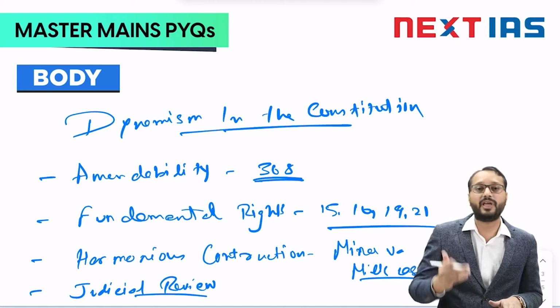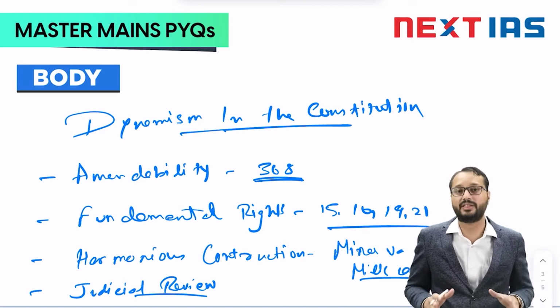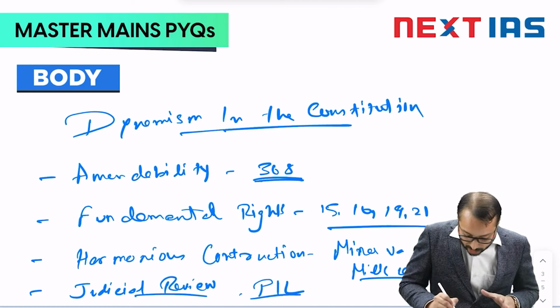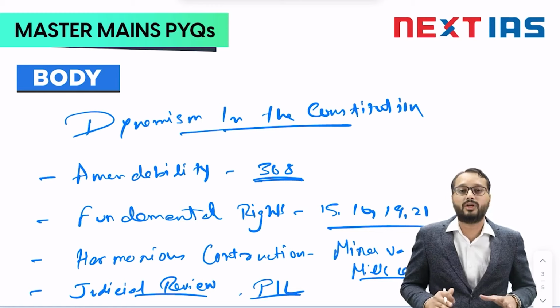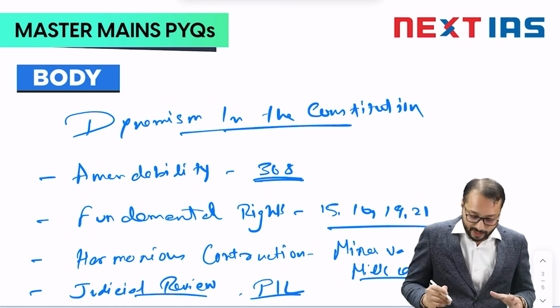And then the role of PIL has also been very important as far as the evolution of rights is concerned. So all these things you can note about PIL. So all these things have ensured that the constitution is a very dynamic document, right? So this is a very small part.